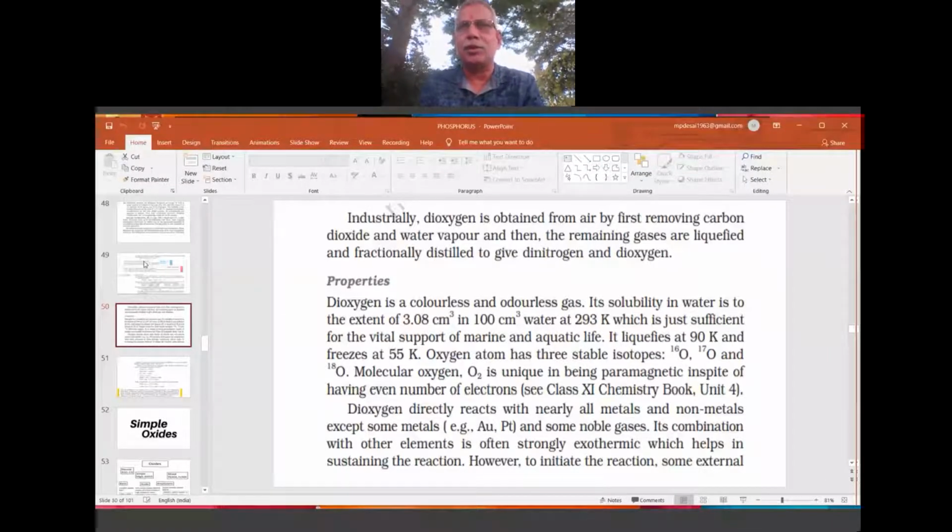That, you learn in biology. Whatever amount of oxygen is there in the water is called dissolved oxygen, and that is enough for the aquatic animals. Okay, right.